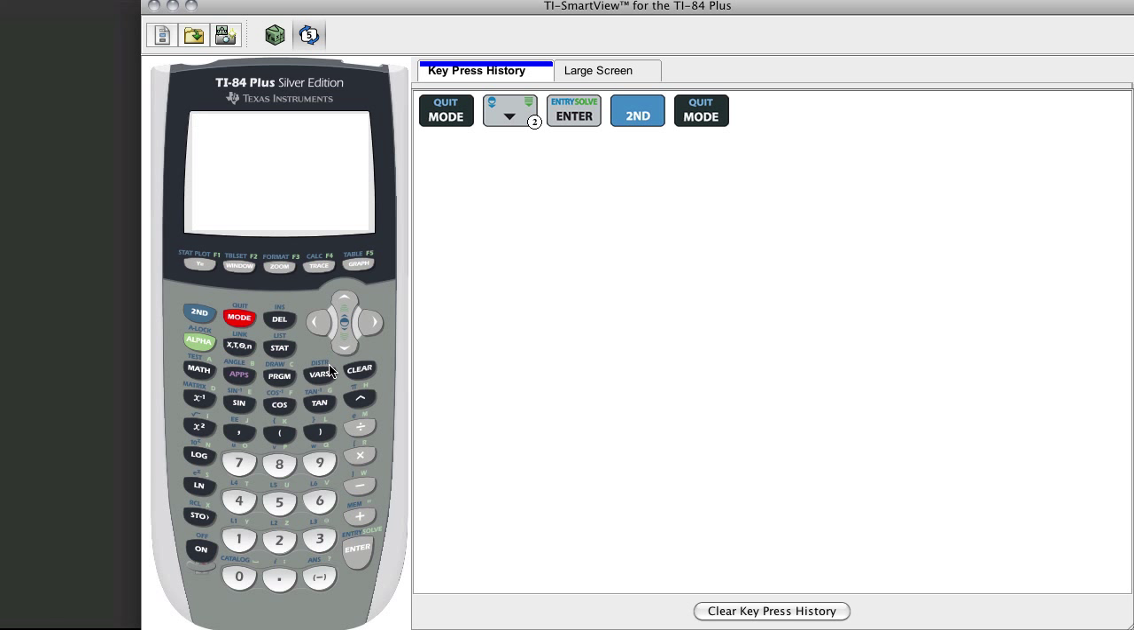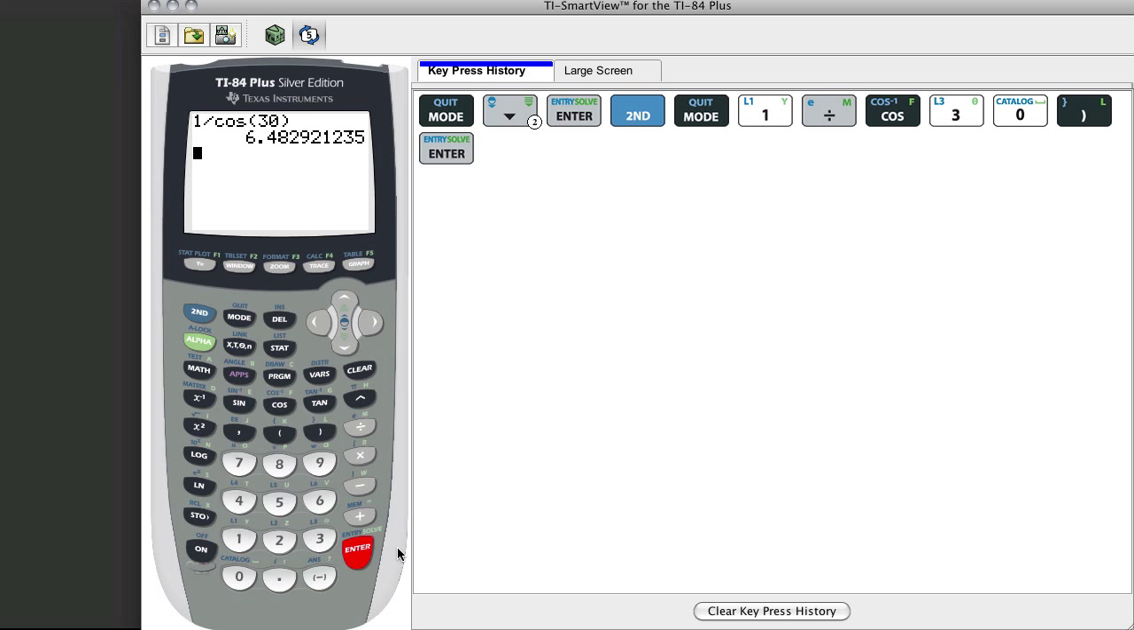Since secant is 1 over x, I need to find 1 over cosine. So I'm going to do 1 divided by, cosine button is right here, 30 radians. I know that I'm entering in radians because I just changed the mode into radian mode. And when I press enter, I find out that secant is 6.48.